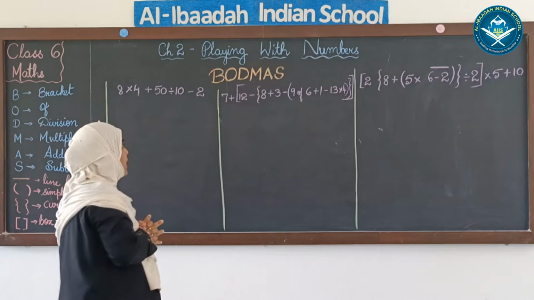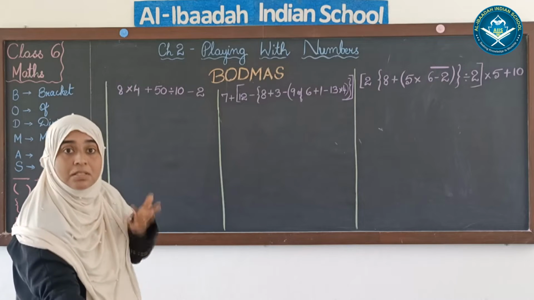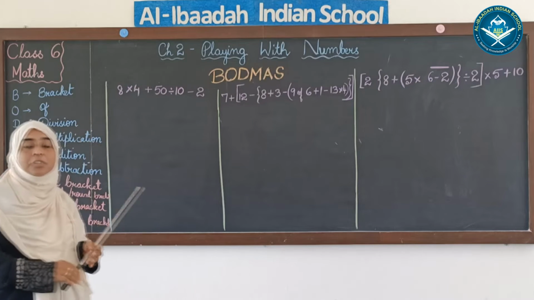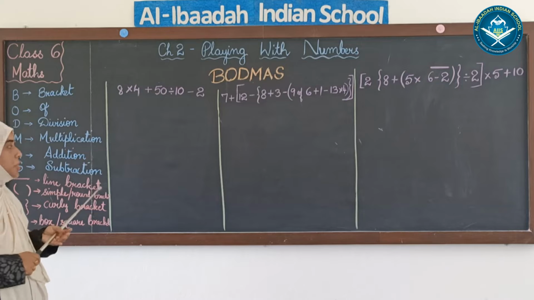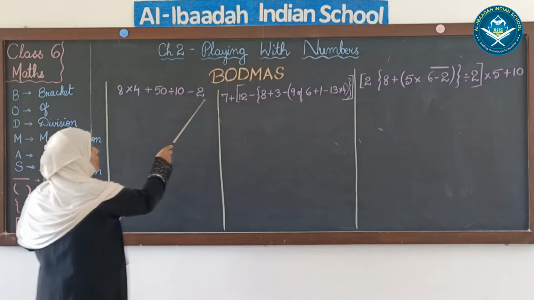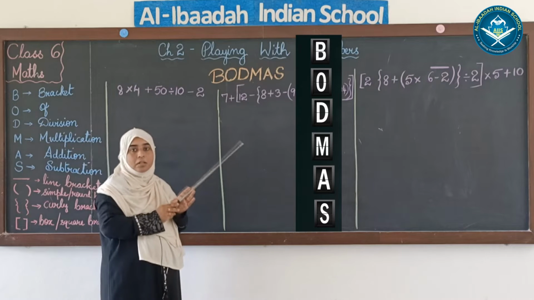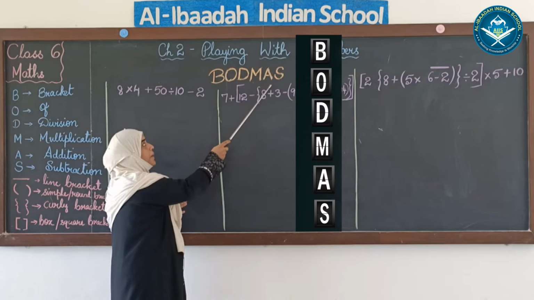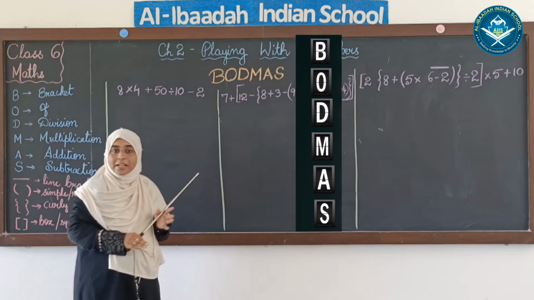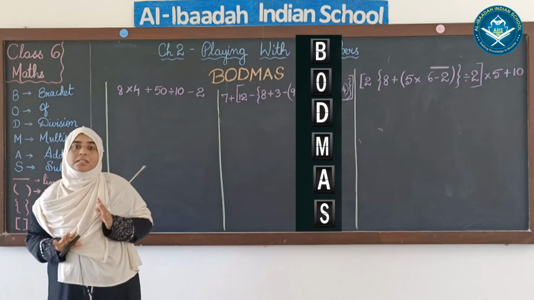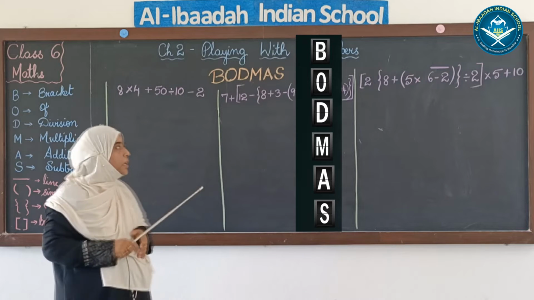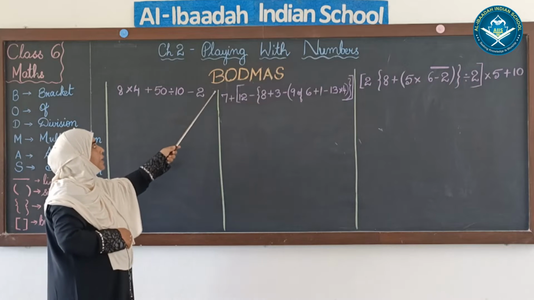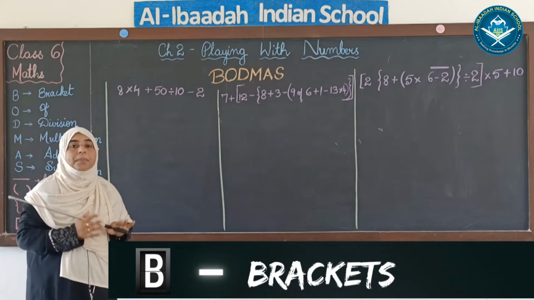Okay. Now when we have addition, subtraction, multiplication and division together in a single question, then we have to follow a particular order, and that order we call it BODMAS. First we will try to understand what each letter stands for in BODMAS. Now the first letter B stands for brackets.